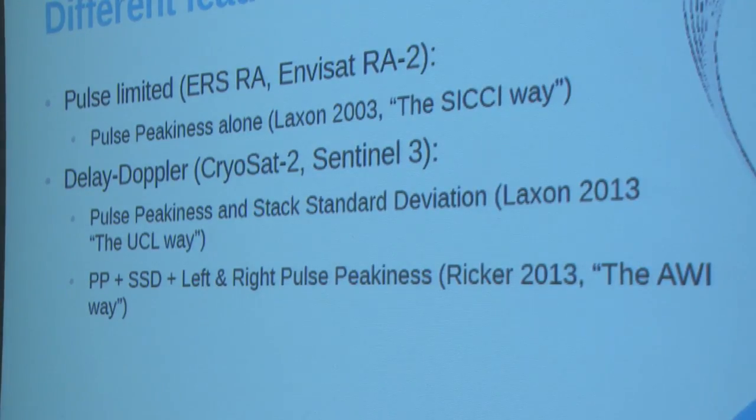You can, if you want, make it even more complicated and define a couple of other pulse peakinesses like Robert did. Left and right pulse peakiness, just look at Robert's paper, helps you not only to detect leads, but also to detect leads that are off nadir.